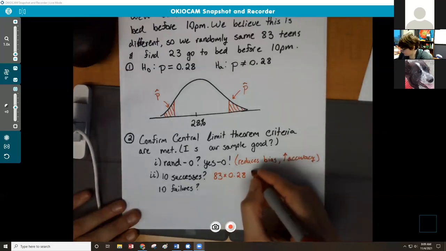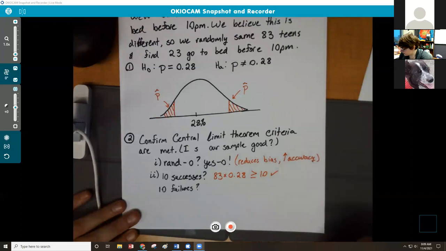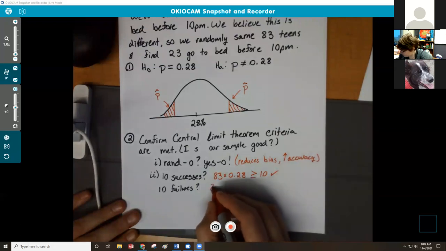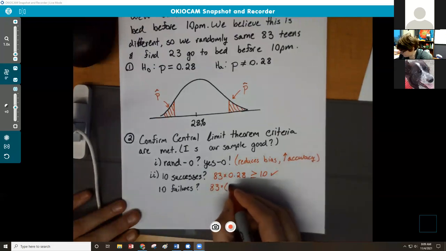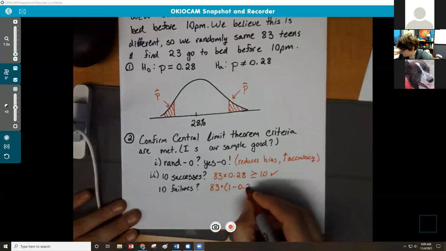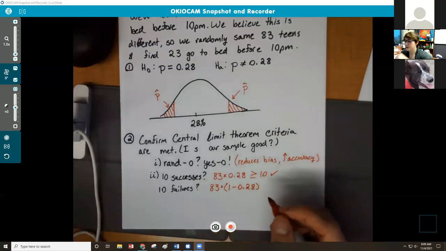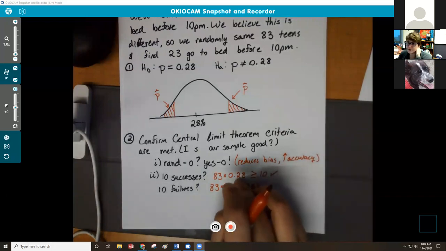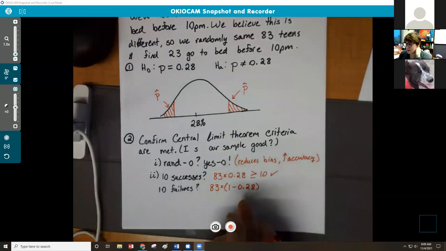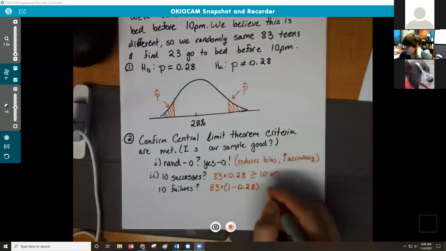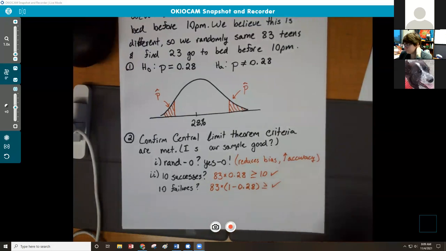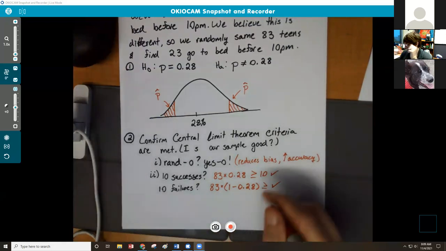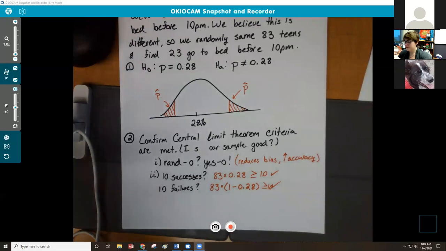Okay, and when we do that math, we figure that this is greater than 10, so we are good. And for failures, we do the same thing. So, we're going to have 83 times 1 minus that 0.28. So, if you're not in the 28% group, that's a success. That means that you're going to be in the 72% group, that's a failure. And we also get that that is greater than or equal to 10. So, that means that we are good to move forward with the rest of our hypothesis test.